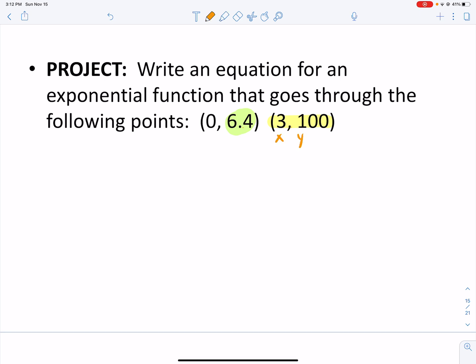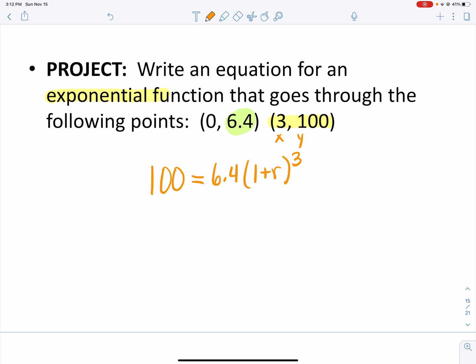I know this is an X and this is a Y. And I know it's growing, and I want to write an exponential function. So it's going to be a 1 plus r. So if I write my 6.4, 1 plus r to the x, I can erase this y and I can make it 100. And I can erase this x and I can make it a 3. So I'm going to take out my calculator and I'm going to solve this thing.